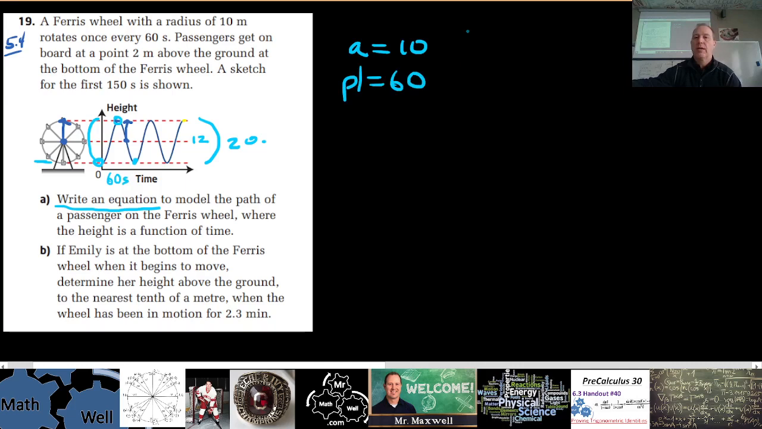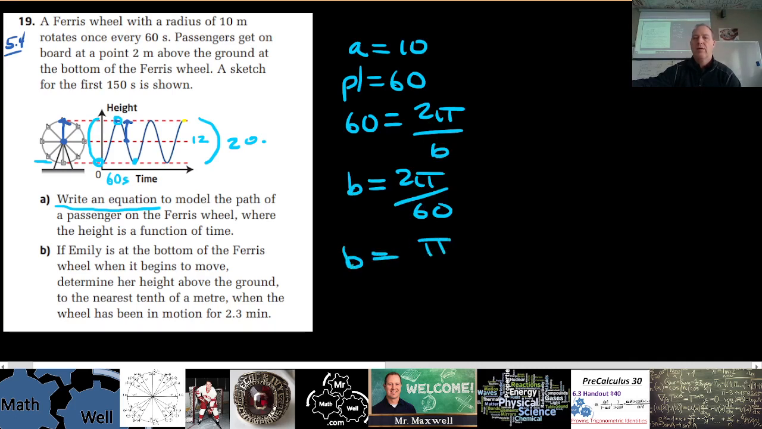Well, that's really helpful because we can now determine what the B value is, right? So 60 is 2 pi over B, or B is 2 pi over 60, which is then pi over 30. Okay, so A is 10, B is pi over 30.